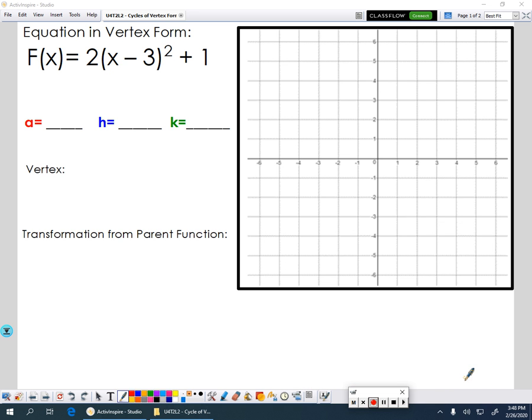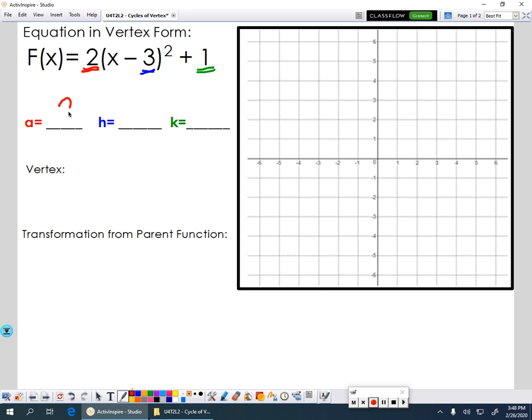We wrote vertex form equations when we were given a parabola. Now, this time we're going to take an equation that's in vertex form, and we're actually going to create the parabola to go with it. So when we do that, we need to remember that we have three different parts to this vertex form equation. We have an a value, an h value, and a k value. The first thing we want to do is identify the a, the h, and the k.